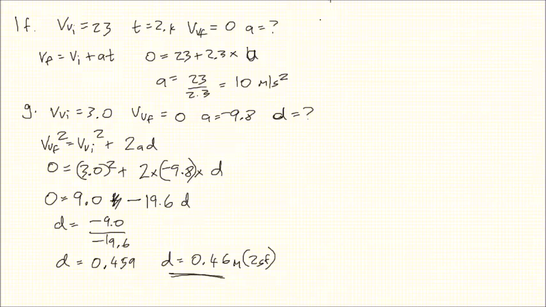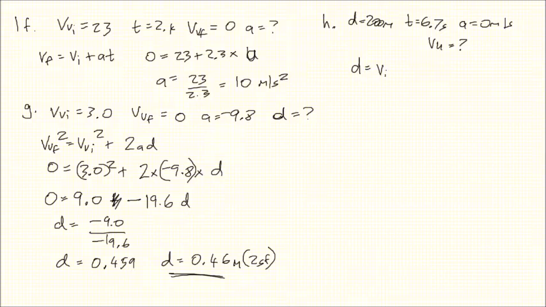Okay, H. In this instance, we're now looking at the horizontal range, because we've got the distance, we've got a time, and most importantly, we've got acceleration equals 0, which indicates we're working in the horizontal direction, and we've been asked for the horizontal velocity. So we can use the kinematic equations. D equals VIT plus a half AT squared.